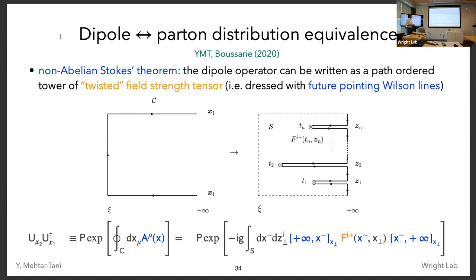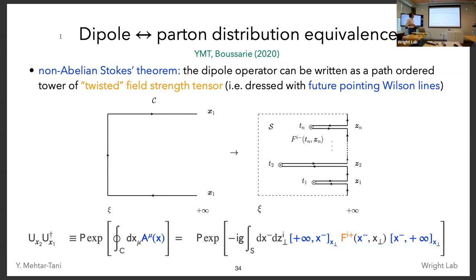The other thing is to see the appearance of field strength tensors. We had Wilson lines, but how do we see field strength tensors emerging? You can do that by relating the Wilson line to an exponential of the field strength tensor using the non-Abelian Stokes theorem. Basically, this line integral on this path, this is again the dipole, x1, x2, and you have a Wilson line that runs around this contour. This is simply equal to the exponential of this surface integral, where now the field strength tensor is not measured along the path but inside the surface, right?